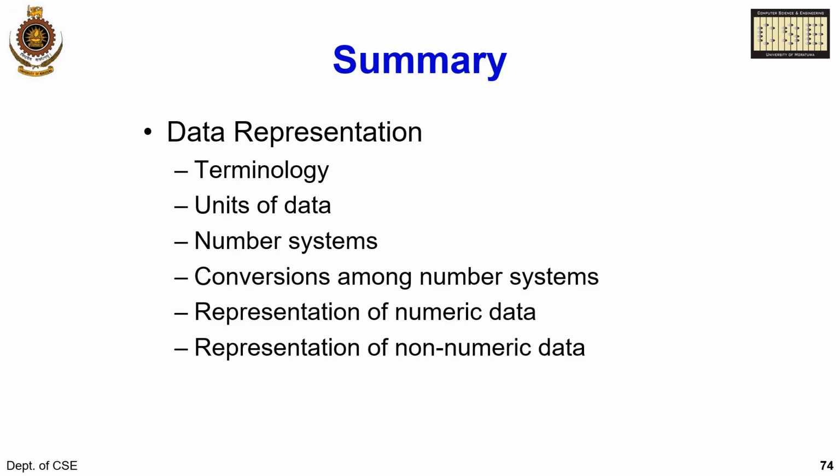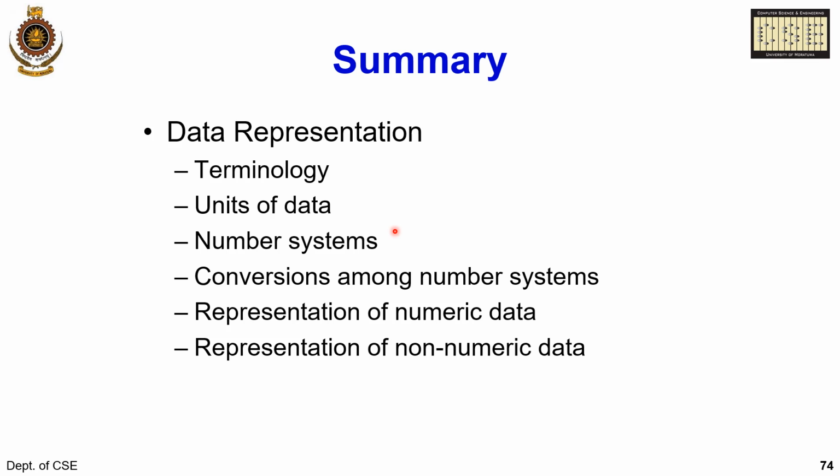This brings us to the end of lecture 7, data representation. To summarize what we did, we first looked at the terms. Then we looked at different units of data. We talked about kilobyte, megabyte, kibibytes. Remember the difference between taking 10 to the power 3 versus 1024. That gives rise to slightly different units of data. Then we looked at number systems: decimal, binary, octal, and hexadecimal. We looked at how to convert among these number systems, from decimal to binary and vice versa, and among other number systems as well.